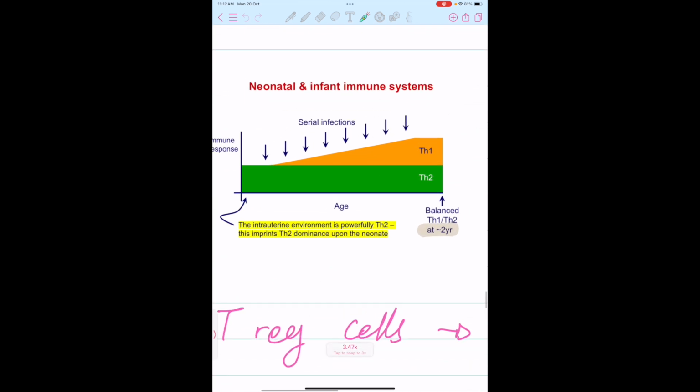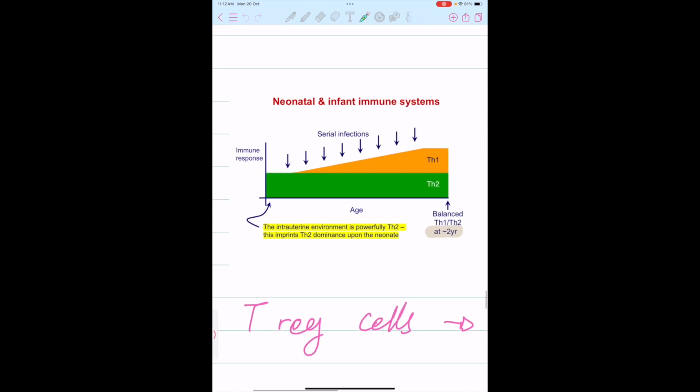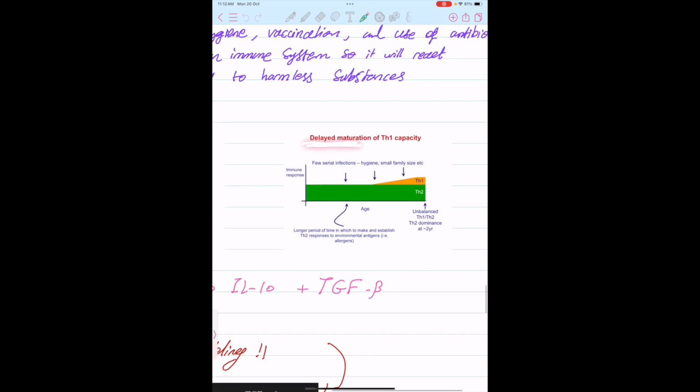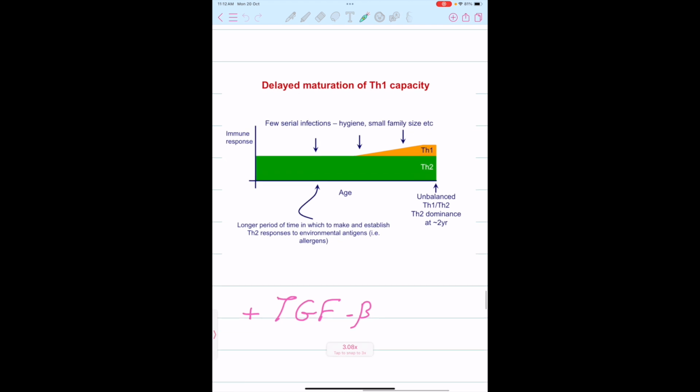Let's see this picture. In the normal situation, T helper 2 comes from the mother to the baby, and the T helper 1 comes from the environmental exposure, so it increases by experiencing something from outside. It's equal at about the year of 2, yani 2 years old. But in the delayed maturation of T helper 1 capacity, the T helper 2 is there from the mother, but there is no T helper 1 because there is extra hygiene on the baby.